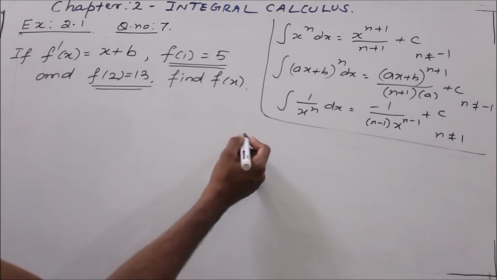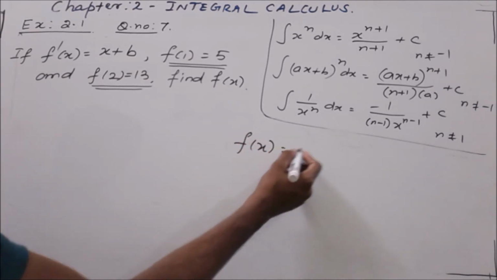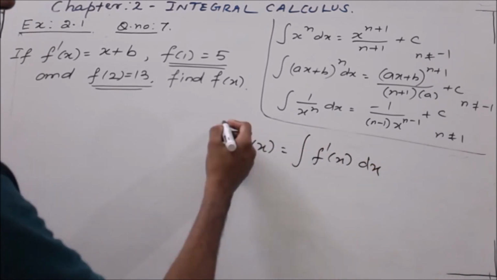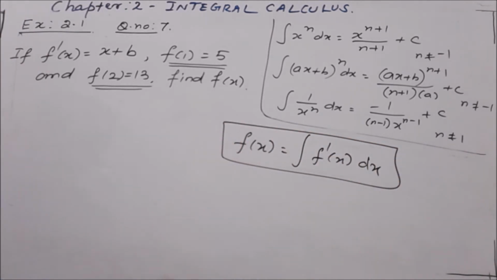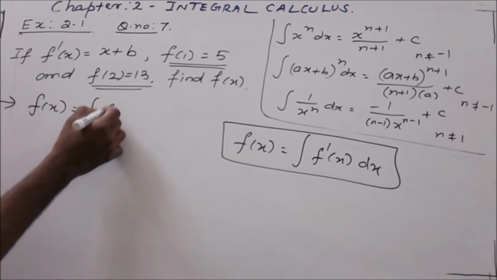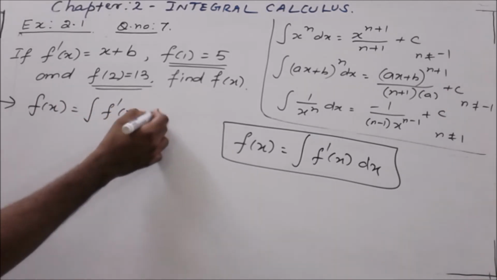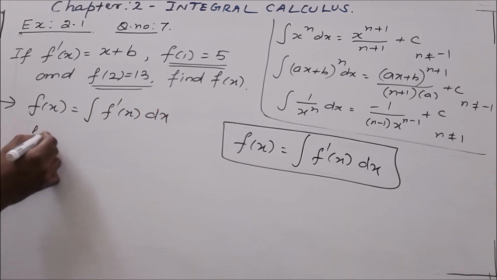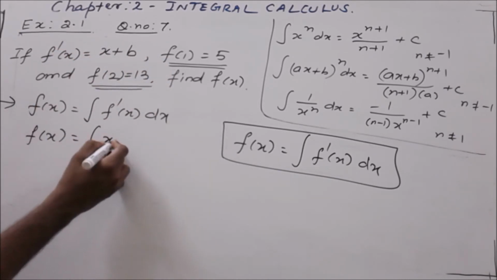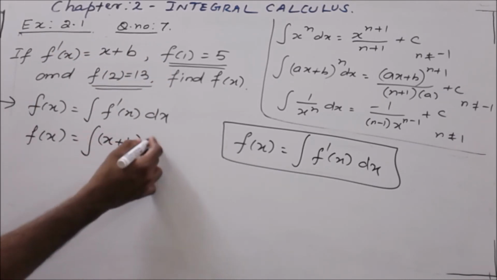Now f of x is equal to the integral of f dash of x dx. So the required f of x will be equal to the integral of f dash of x, where f dash of x is x plus b, into dx.